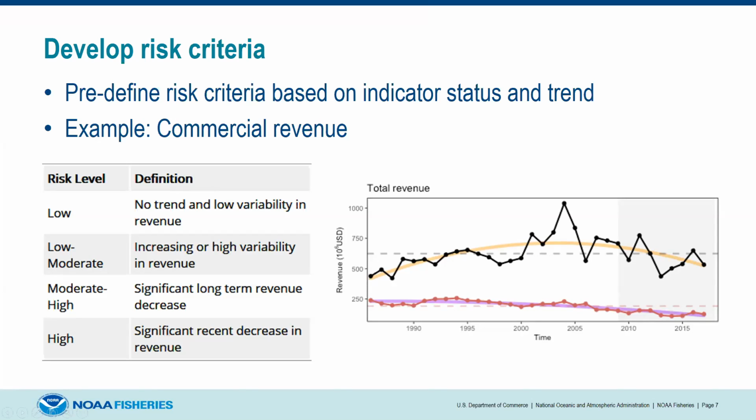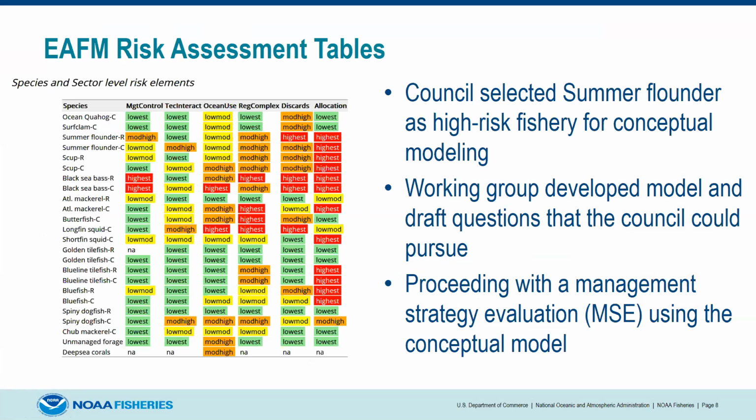And so what you can see is that there's really no short-term trend that's different than the long-term trend, which is this purple line, which shows a decreasing trend over time. And so if you go back to what their definitions are here in this table, they decided to put it in as a significant long-term revenue decrease. So the risk came in as moderate high. And so you can imagine that you do this for all the different suites of indicators that we have, and they can develop a table similar to this.